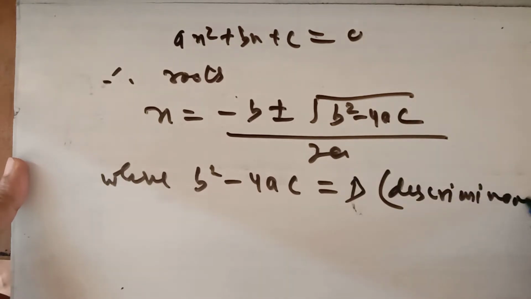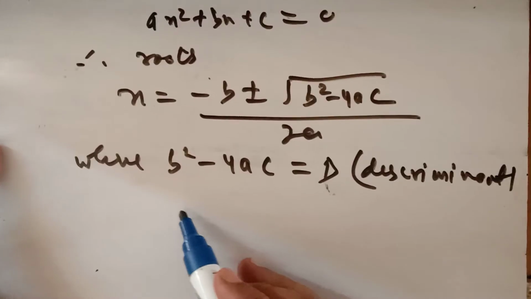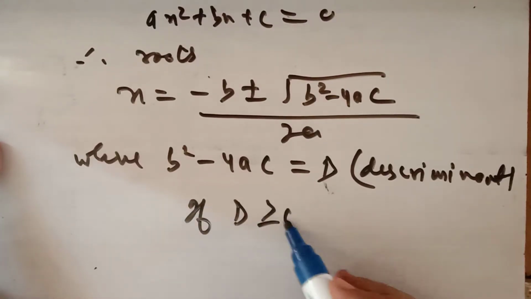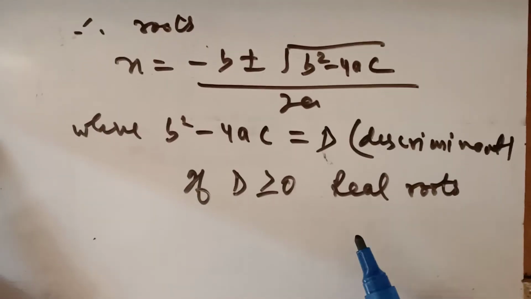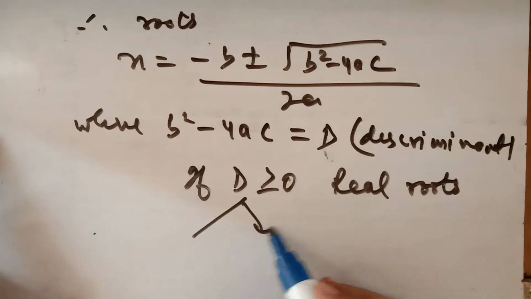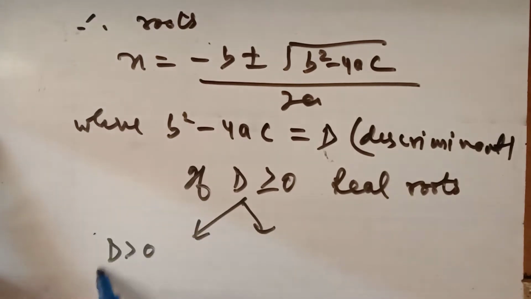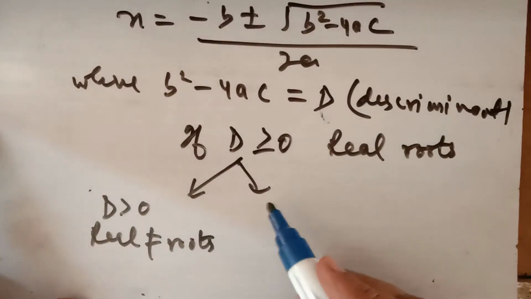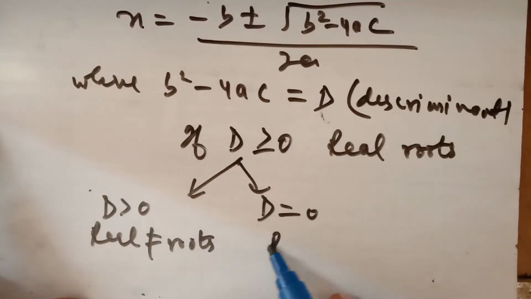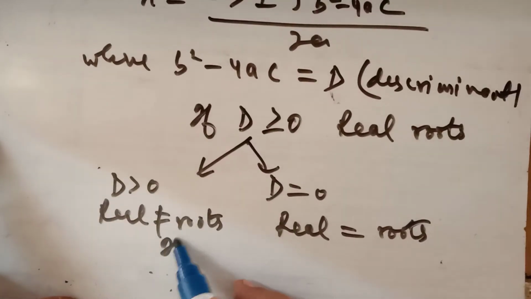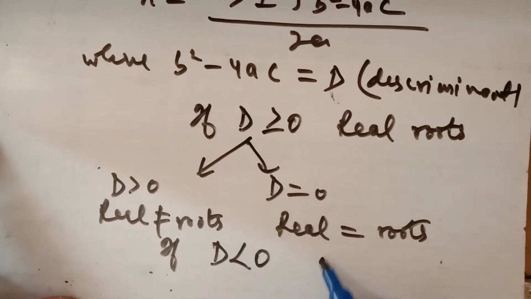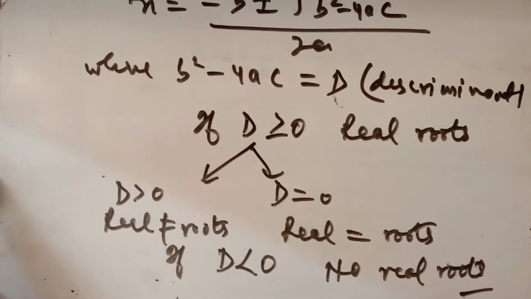And if D is greater than or equal to 0, then it will have real roots, or we can say that it will have real zeros. If D is greater than 0, then the roots will be real and unequal. If D equal to 0, then it will have real and equal roots. You have to learn it. And if D is negative, then there are no real roots. You cannot find real roots in this.